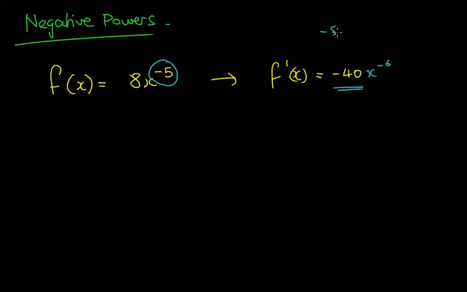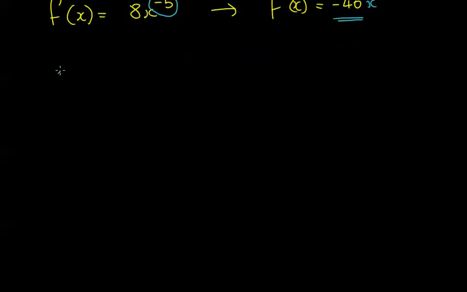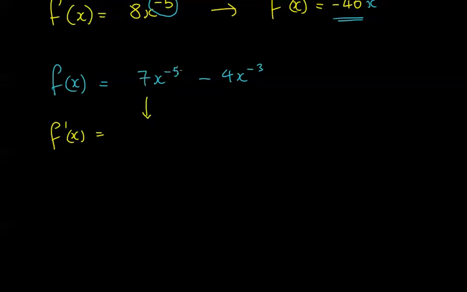Minus 5, take away 1 is minus 6. That's what the power becomes. So we're doing the same thing, you just have to be careful about it. Something like this: f of x equals 7x to the power minus 5, take away 4x to the power minus 3. Let's find its derivative function by differentiating each part. For the first one, the power is minus 5, so multiply them, that gives you minus 35. Then it's x to the power of, take 1 off the power again, you get minus 6.